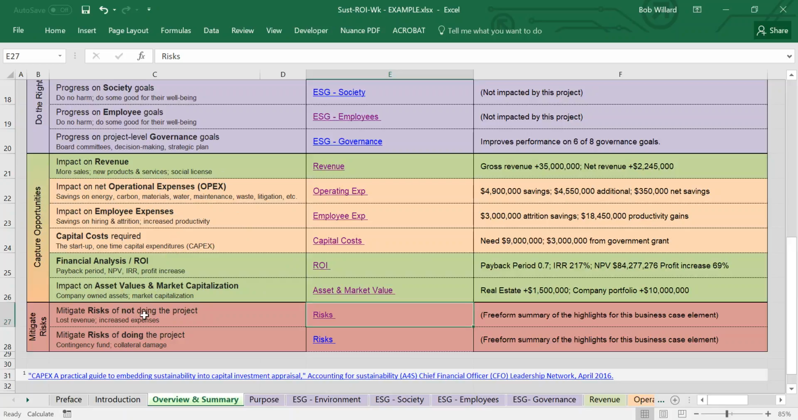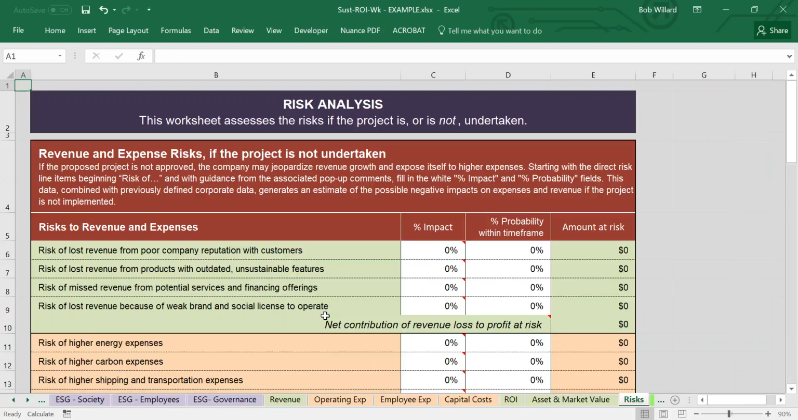And now we're down to the bottom two, which are mitigate risks of not doing the project and the risks of doing the project, both of which are on the same worksheet, the risks worksheet. To get to that, we just click on risks and it takes us to that worksheet. You'll notice that there are no yellow boxes or fields on this worksheet because all the calculations are going to be using previously entered information about revenue, about expenses, etc. So on this worksheet, we have both the risks of not doing the project and the risks of doing the project. It starts off with the ones of not doing the project.